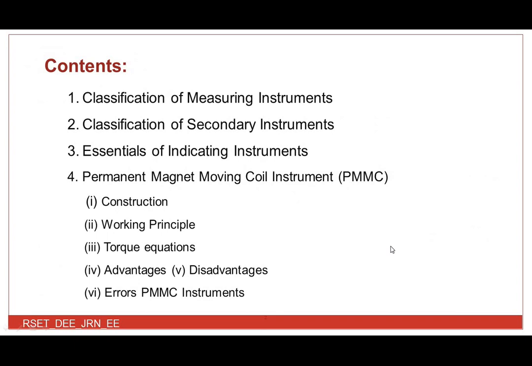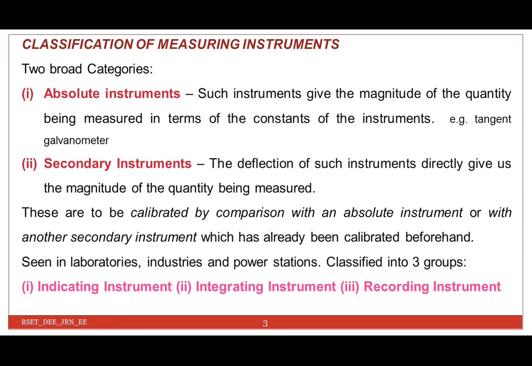Now the topics that will be covered in today's lecture: classification of measuring instruments, classification of secondary instruments, essentials of indicating instruments, and thereafter I will be moving on to the main topic, PMMC, Permanent Magnet Moving Coil Instrument, its construction, working principle, the torque equations, its advantages followed by disadvantages, and finally errors in PMMC instruments.